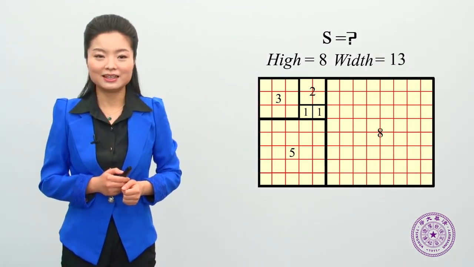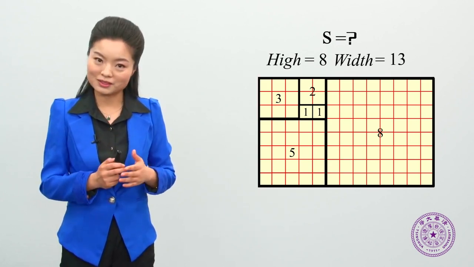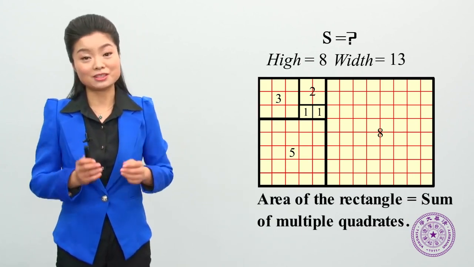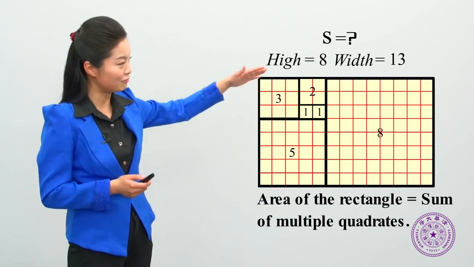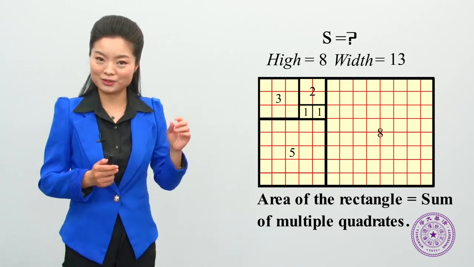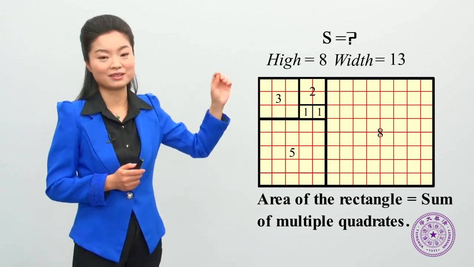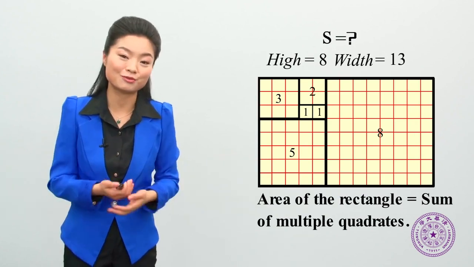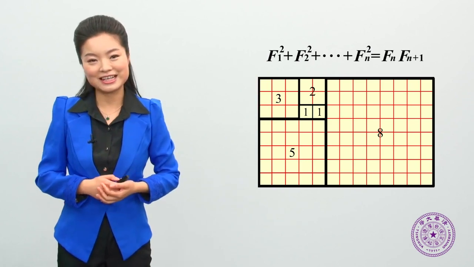So we find that by combining these squares and rectangle, finally we get a rectangle whose area is the sum of areas of all small squares. And the area of the big rectangle is actually the product of two Fibonacci numbers. The sum of areas of all small squares is the quadratic sum of these Fibonacci numbers. So this time, we successfully proved a Fibonacci identity without using a single mathematical symbol.